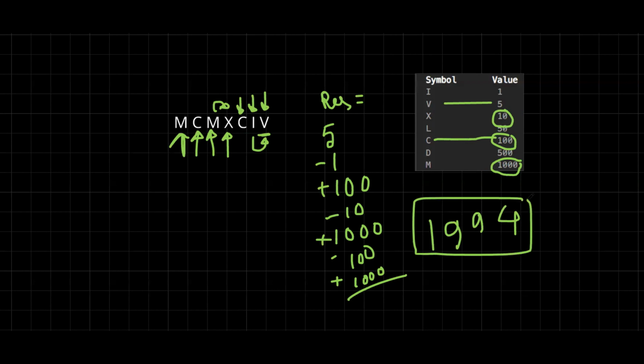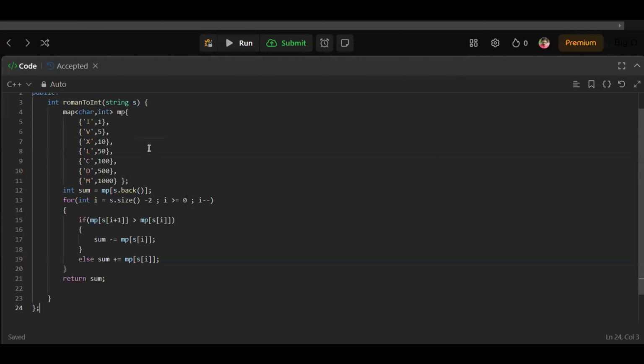So here the algorithm is pretty simple. We have to iterate over each element from right to left, and if the current iteration value is greater than the previous element, we have to simply add it. Otherwise, we have to simply subtract it. Finally, we have to return the result. I hope you understood the algorithm. Now let's move on to the code.